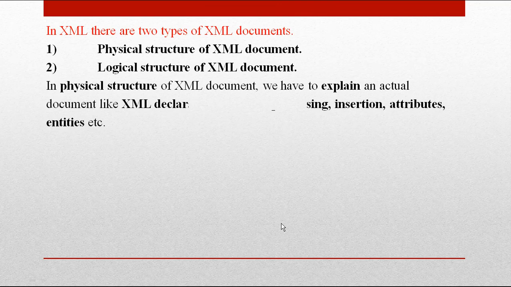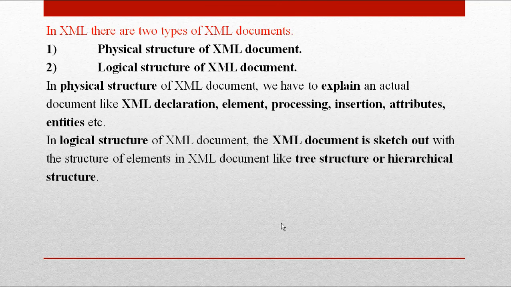So in XML there are two types of XML document. Number one is the physical structure of XML document, and second is the logical structure of the documents.